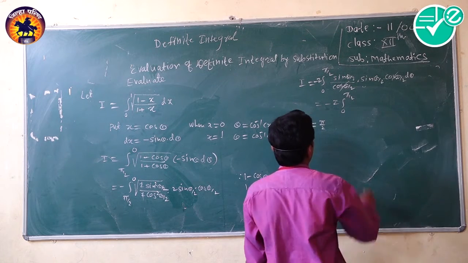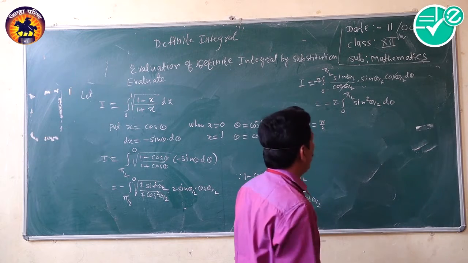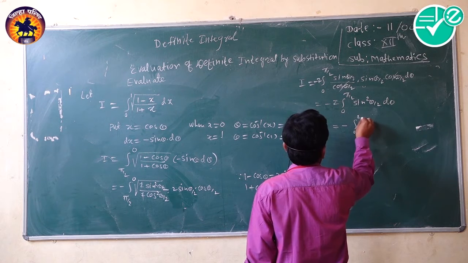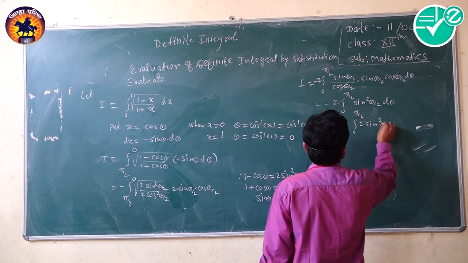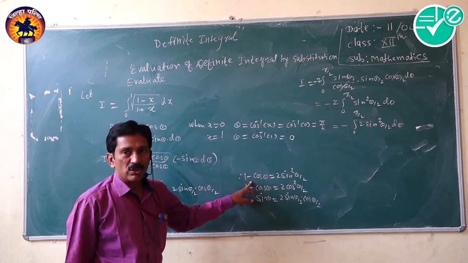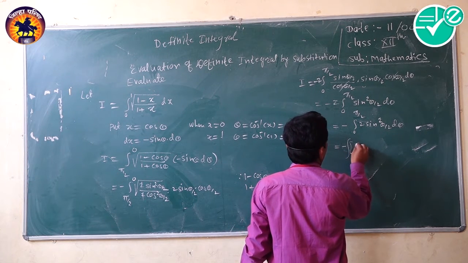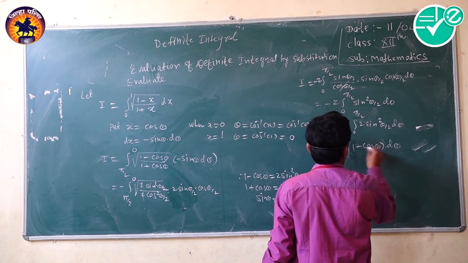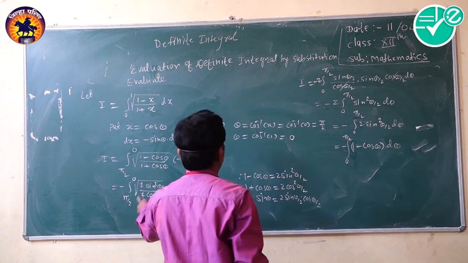That is minus 2 integral 0 to pi by 2 of sin theta by 2 into sin theta by 2, which is sin square theta by 2, d theta. We can rewrite this as minus the integral from 0 to pi by 2 of 2 sin square theta by 2 d theta. This 2 sin square theta by 2 we can again write as 1 minus cos theta, so this is equal to minus the integration of 1 minus cos theta d theta. Limits are 0 to pi by 2. Sorry, pi by 2 to 0.